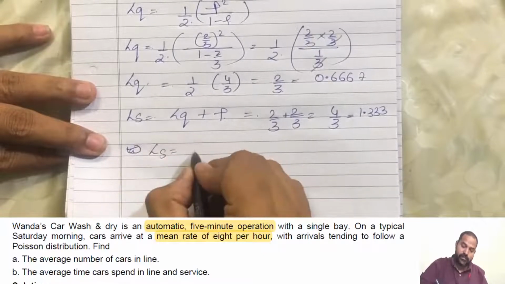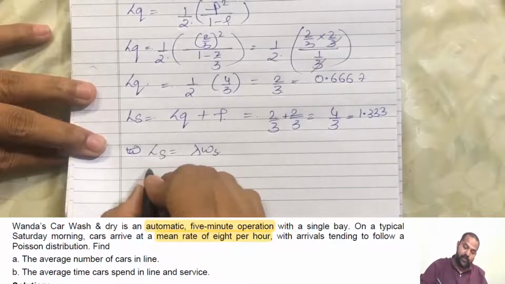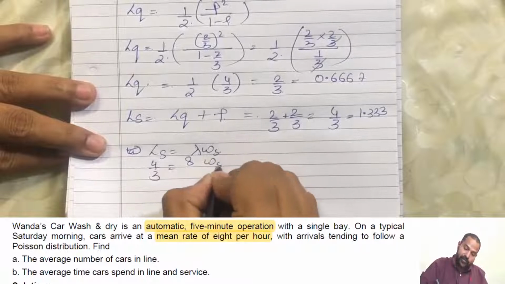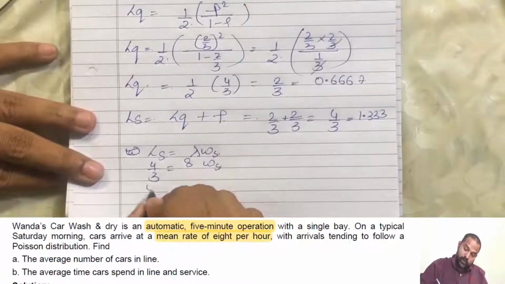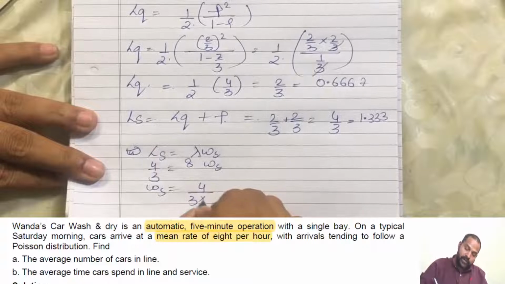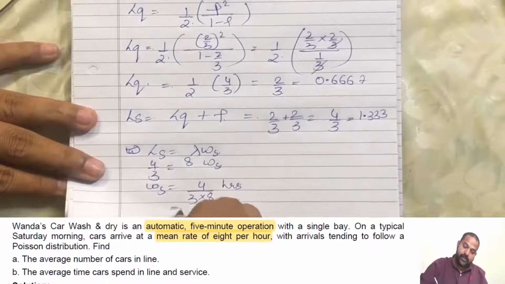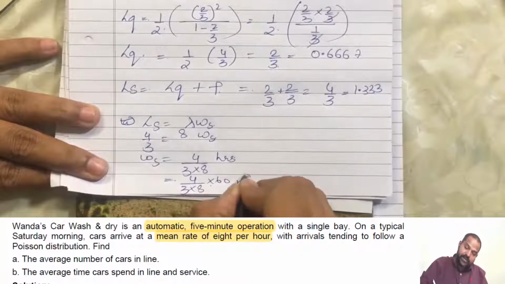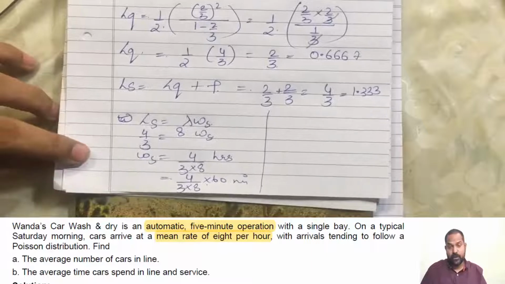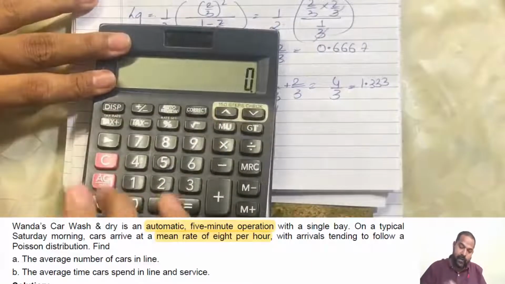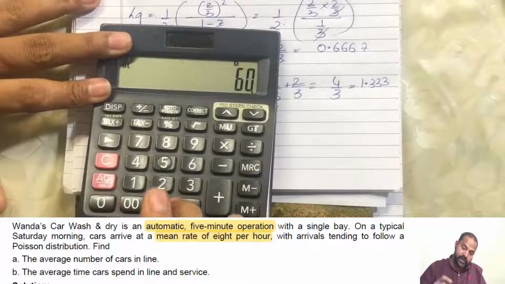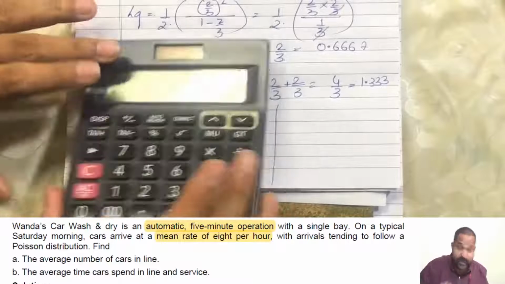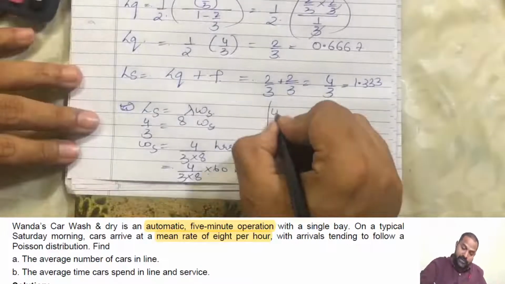Length of the system is lambda Ws. Length of the system is 4 by 3. Lambda is 8, so Ws is 4 upon 3 into 8 hours. If I convert to minutes, it is 4 into 60 divided by 3 divided by 8. The answer is 10. So 10 minutes is the waiting in the system.